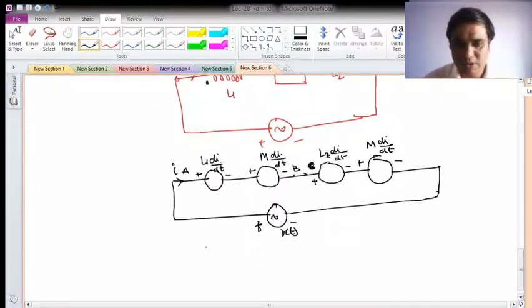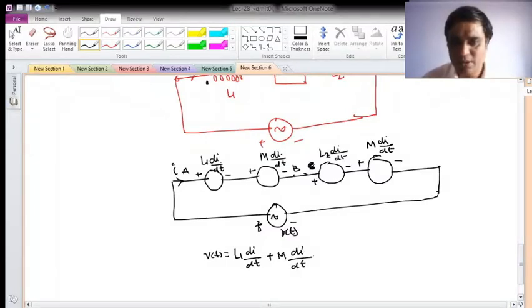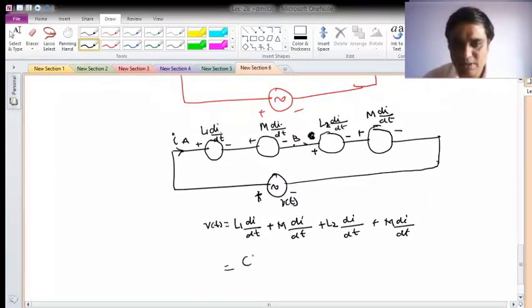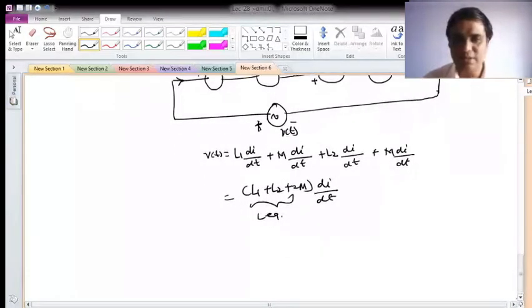So what is the equation now? V of t will be, to have the voltage balance, to satisfy the KVL, L1 di by dt plus M di by dt plus L2 di by dt plus M di by dt. So what will be the equivalent inductance? It will be L1 plus L2 plus 2 times M, di by dt. So this will be my L equivalent. Okay, so this way you can write the equation.